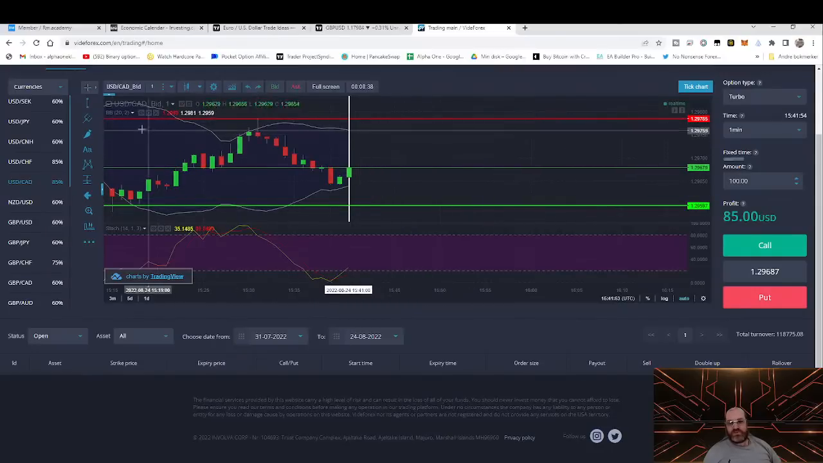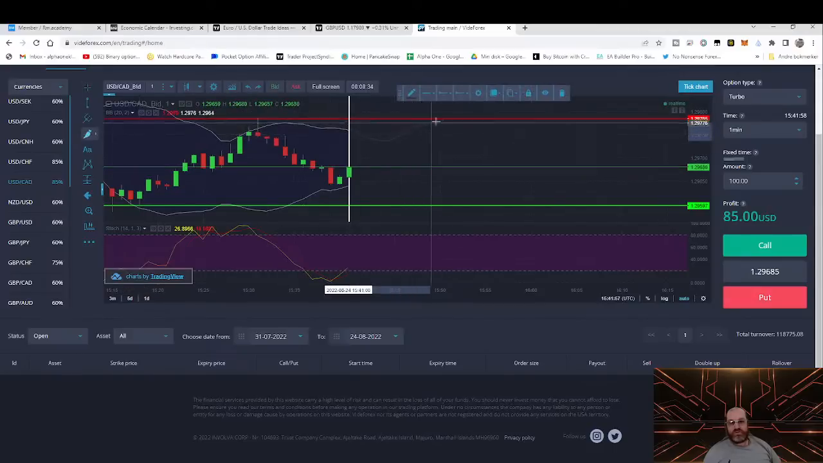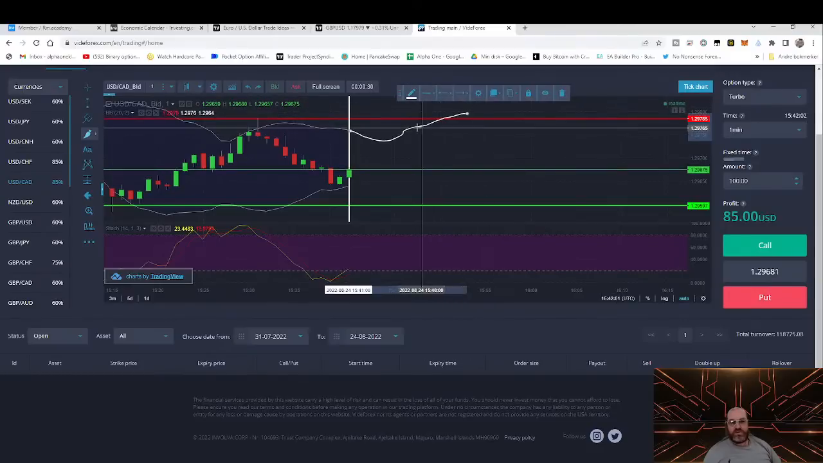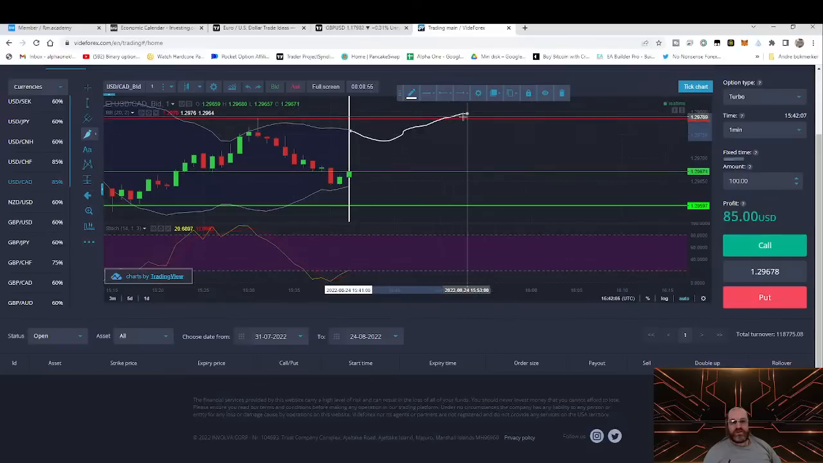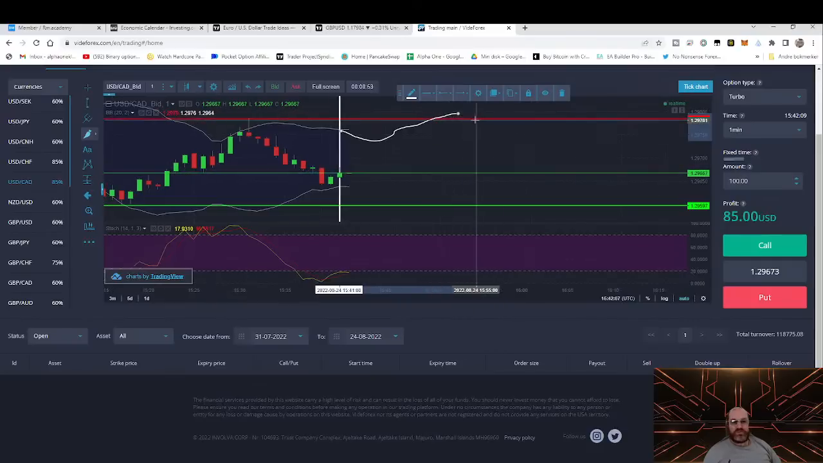For example, if this one goes something like this and starts to go up here, let's make this white. Right away, this Bollinger Band crosses above this red. That means everything after the cross here would not be a put trade anymore. But as long as this one can stay below, it's a put trade.